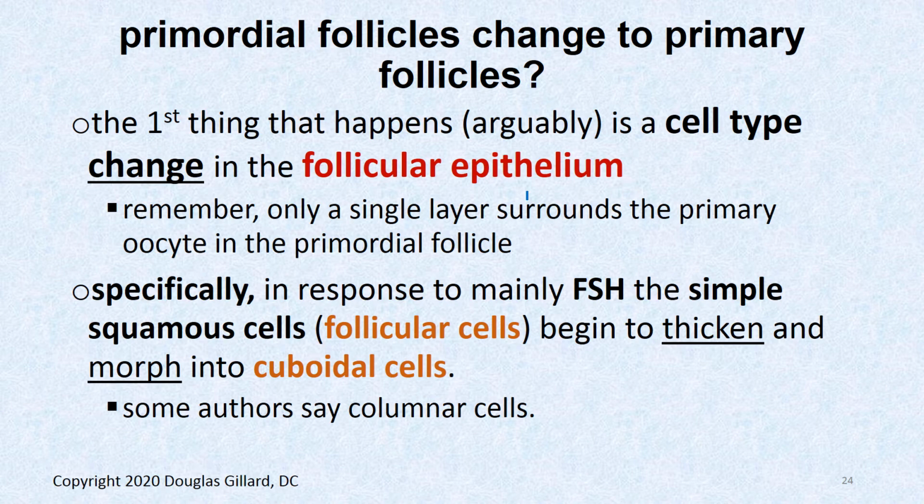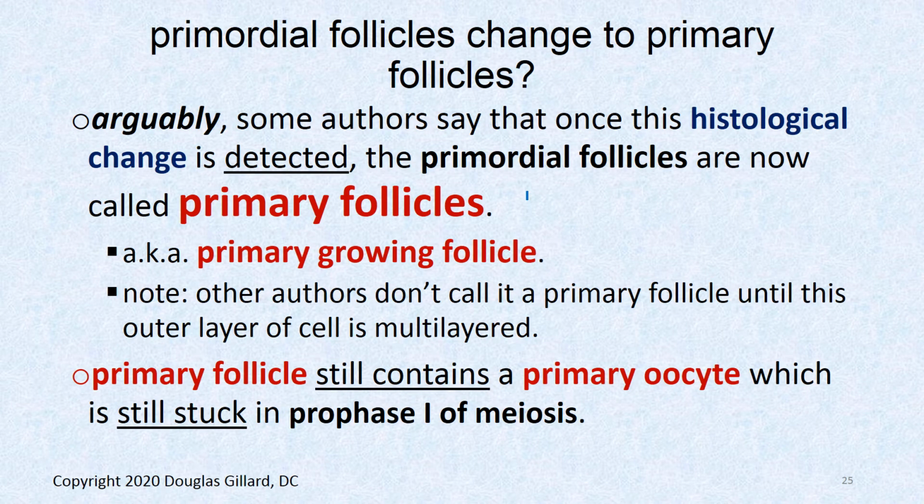But nevertheless, once that change occurs, some authors say you don't have a primordial follicle anymore. Now there's evidence of growth. This is a primary follicle. Other authors say no, it's when you have more than one layer. That's when the primary follicle is born. So there's kind of a split decision, and two board books, one says one thing, one says the other. So hopefully they'll stay away from that question. So again, arguably some authors say that once the histological change occurs, primordial follicles morph into primary follicles, aka primary growing follicle is another word for it.